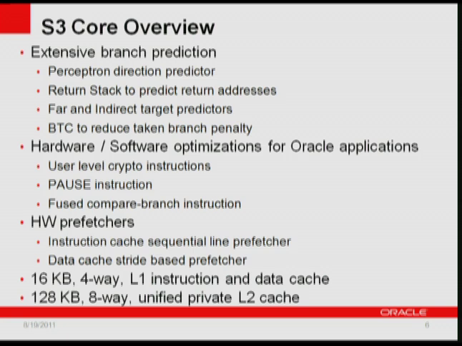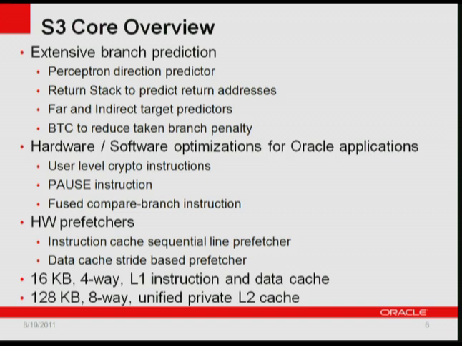S3 has a return stack to predict subroutine return addresses. It has far and indirect target predictors, and it has a small, fully associative branch target cache. The branch target cache remembers the most recently taken branches and the targets of those branches, and if a branch hits the branch target cache, it incurs a 1-cycle taken branch penalty.